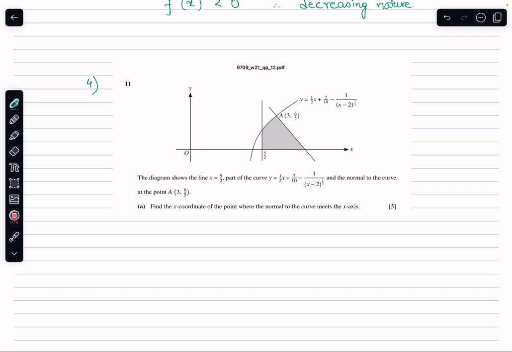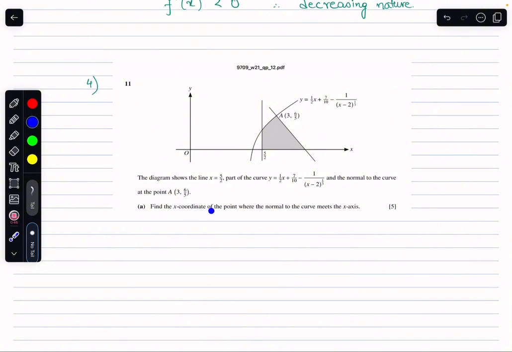And the question says, the diagram shows the line x equals 5/2. This is the line x equals 5/2. Part of the curve y equals 1/2 x plus 7/10 minus 1 over (x minus 2) to the power 1/3, part of this curve. And the normal to the curve at the point A with coordinates (3, 6/5). There is this normal to the curve at A with coordinates (3, 6/5).